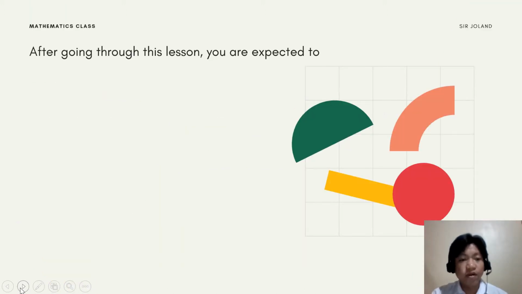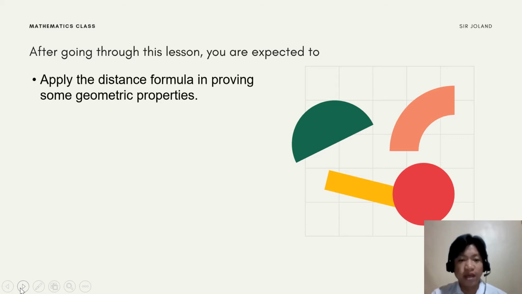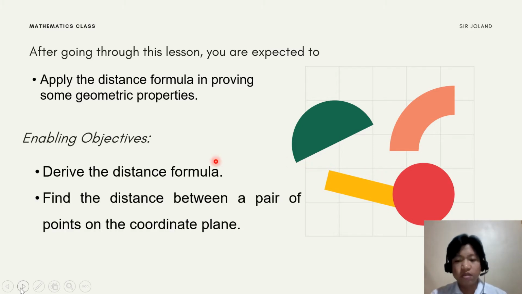Okay, so for our learning objectives, after going through this lesson, you're expected to apply the distance formula in proving some geometric properties. So yun yung ating end goal in this lesson, to apply the distance formula in proving geometric properties. So how are we going to achieve that goal? No, you need to know how to derive the distance formula, and then the most important part here is to get the distance between a pair of points on the coordinate plane. So doon yung magiging core ng ating discussion ngayon. Okay?